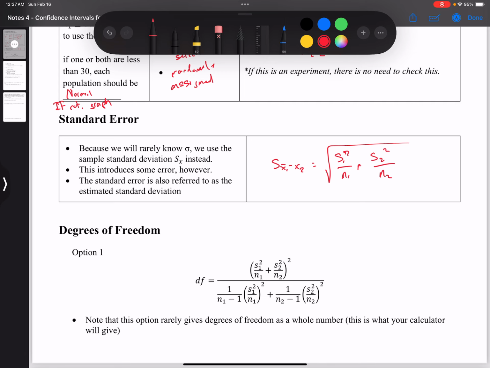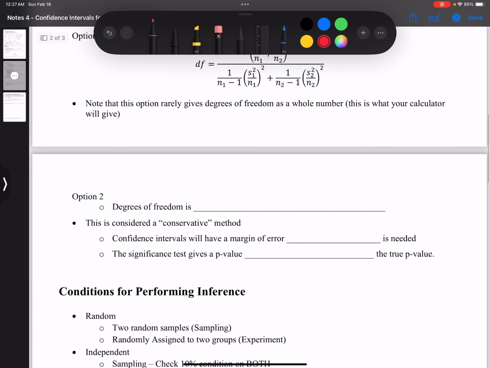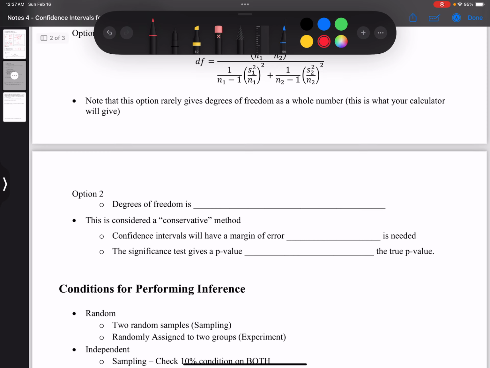Now let's look at the method we're going to use, which is much, much easier to do by hand. Option 2: the degrees of freedom is just going to be the smaller of n1 minus 1 and n2 minus 1. So we look at the degrees of freedom from both samples, and we take the smaller of the two.